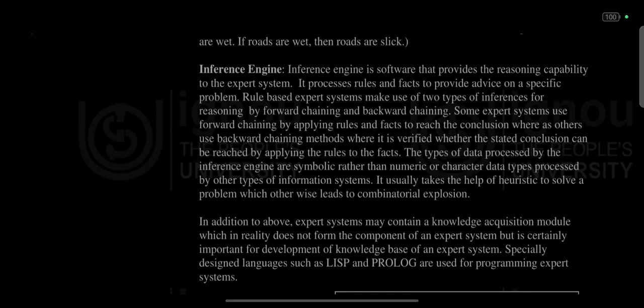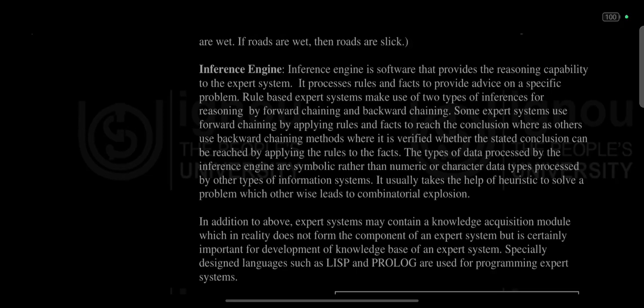Inference engine is software that provides the reasoning capability to the expert system. It processes rules and facts to provide advice on a specific problem. Rule based expert systems make use of two types of inferences for reasoning: forward chaining and backward chaining. Some expert systems use forward chaining by applying rules and facts to reach the conclusion, whereas others use backward chaining methods where it is verified whether the stated conclusion can be reached by applying the rules to the facts.